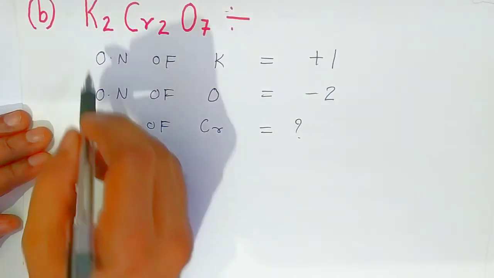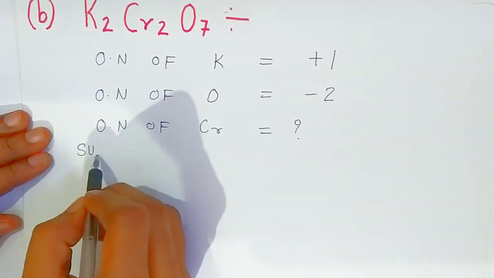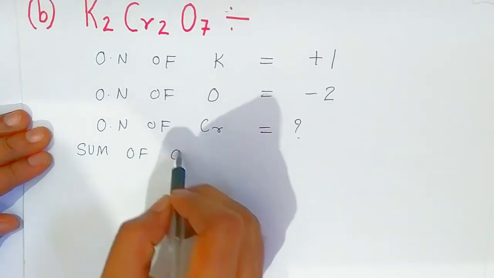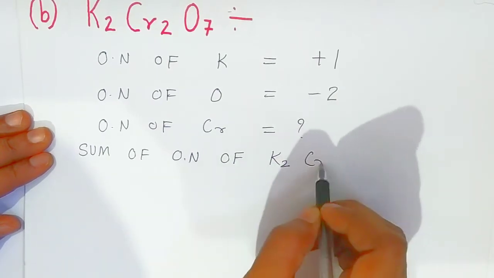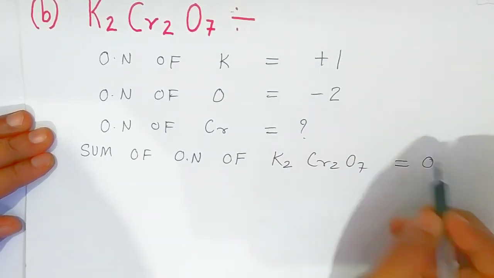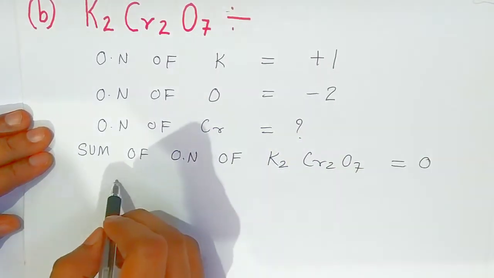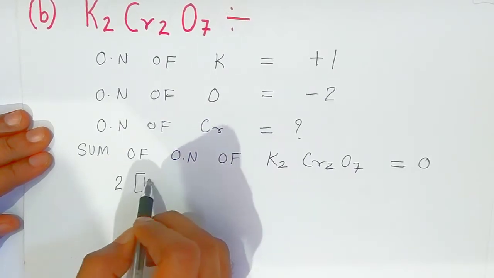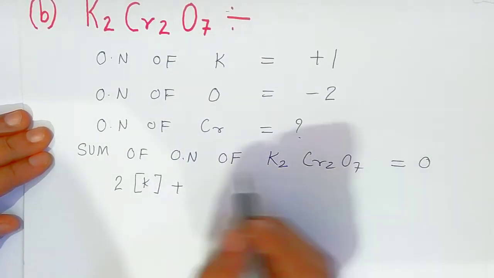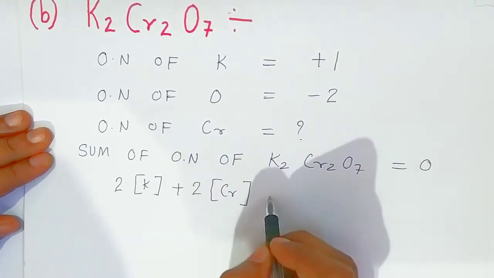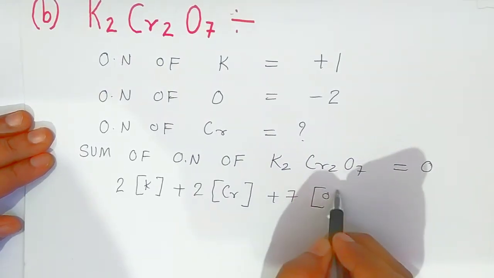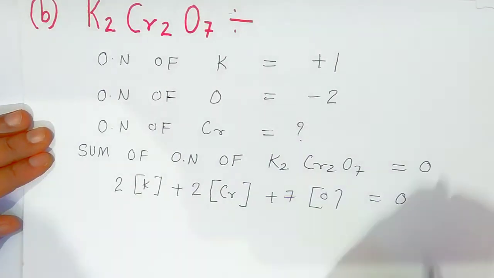Because the sum of oxidation numbers of K2Cr2O7 we are going to take as 0. Here, students, how many potassium atoms are there? 2 potassium atoms. We have to write like this. Chromium atoms, how many? It is made up of 2 chromium atoms. You have to write like this. And 7 oxygen atoms. You have to write like this. And the sum of oxidation numbers is equal to 0.